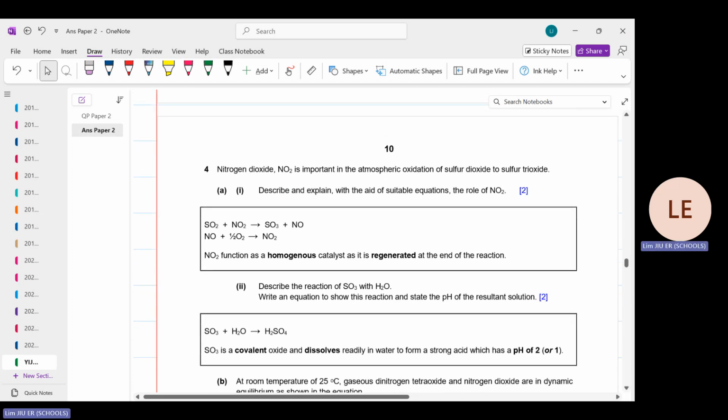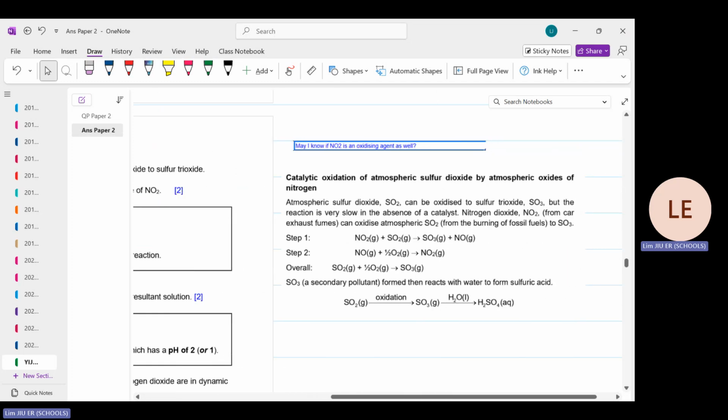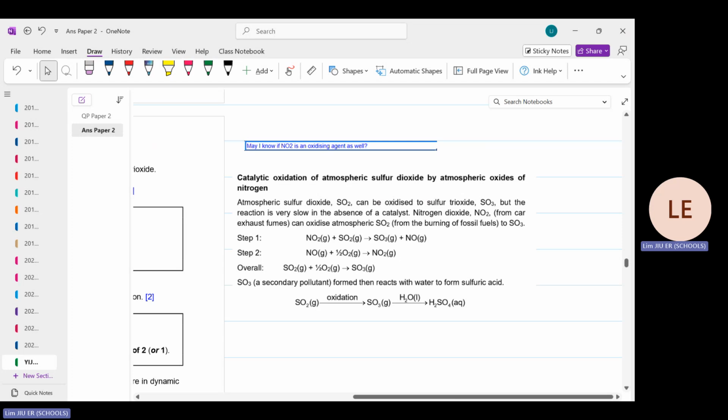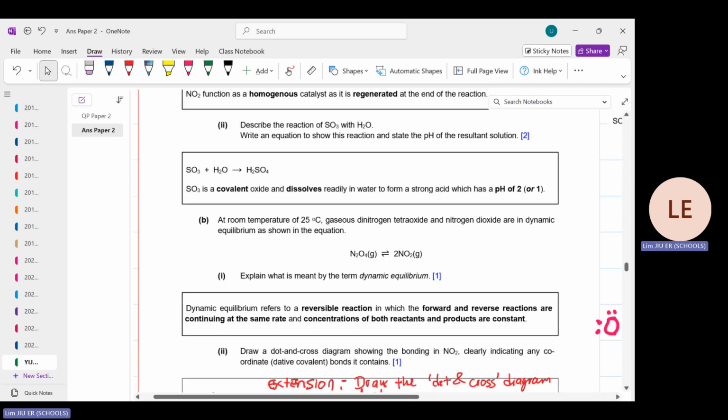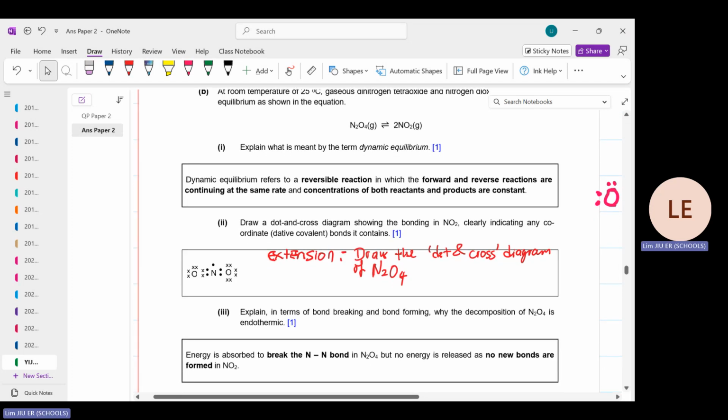Next, for A1, what are they testing? They are testing you on this. This is an often neglected section in the notes. If you look at your 2024 paper 3, question number 2, part A deals with this as well. So you will notice that it's gaining recognition now. Please go and learn it so that you know how to do the answer. They ask you to describe the role, so you just need to describe it. Next, there is a dot and cross diagram for NO2 indicating any coordinate bond, dative covalent bond. This one is not difficult.